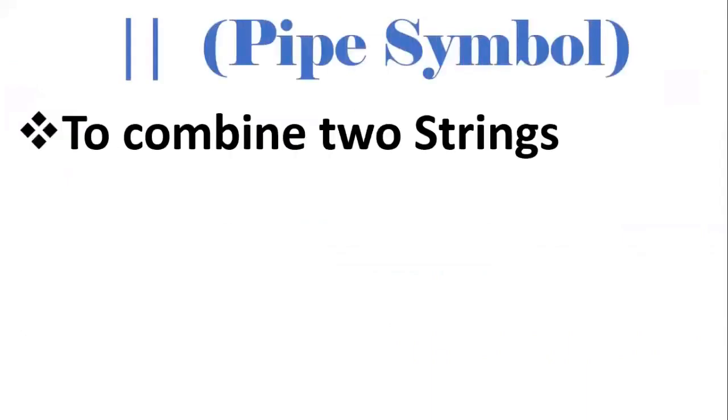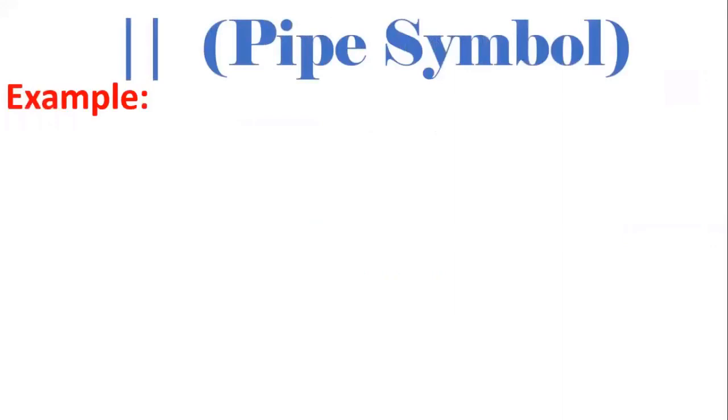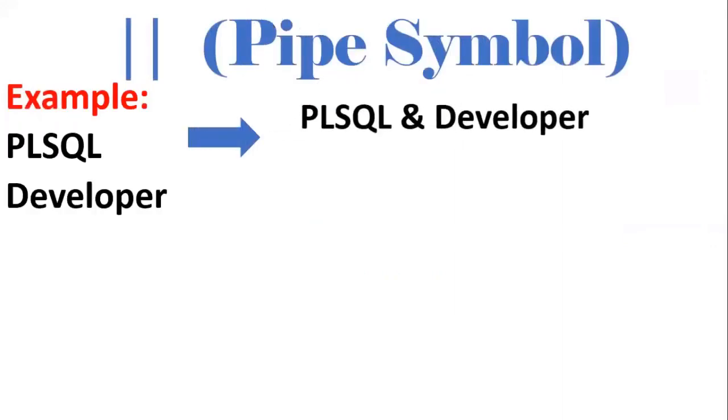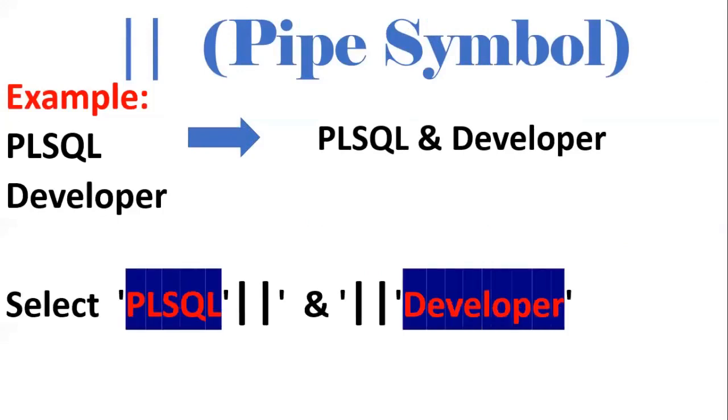Next one, the pipe symbol. This is also used to combine two strings. Pipe and concat operator are used to combine two strings. The syntax would be like string1, pipe symbol, string2. So we need to club PLSQL as one string and developer as the other string. In between, we need to put an ampersand symbol. So it can be achieved by using PLSQL, pipe symbol, ampersand, pipe symbol, developer.